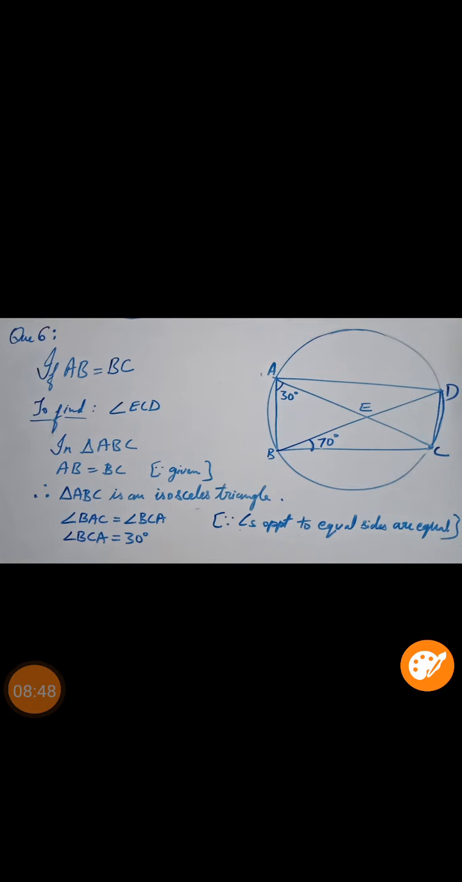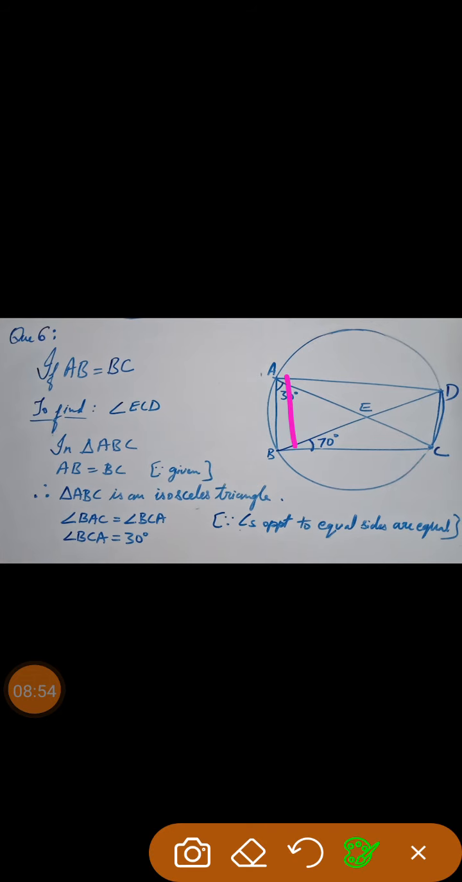It is given that AB is equal to BC, if this AB and BC are equal, so we need to find angle ECD, this angle. ECD means this one. So how do we find it? In this triangle ABC, if AB and BC are equal, this triangle is an isosceles triangle.